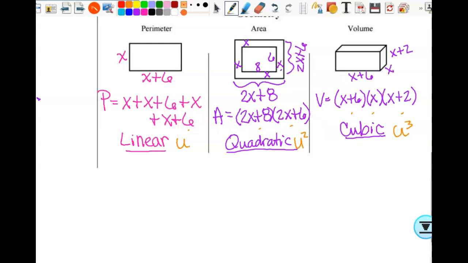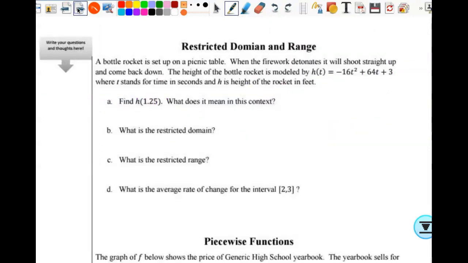All right, good deal. Flip it over. Let's get to the calculator part here. So this says a bottle rocket is set up on a picnic table. When the firework detonates, it will shoot straight up and come back down. The height of the bottle rocket is modeled by this function, where T stands for time in seconds, and H is the height of the rocket in feet. Paying attention to your units is very important. Using your units correctly, very important.